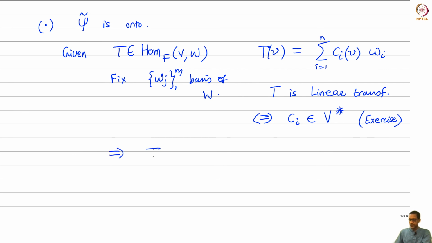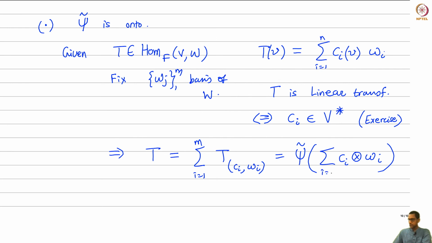Okay, good. So what does that mean? Then that just tells you that by definition T therefore is just the sum of T of ci wi. So the ci's are now linear functionals and the wi's are some vectors. So we have managed to write the given operator T as a linear combination of operators of the form T of ci wi. Therefore the given operator T is actually in the image of psi tilde, in fact psi tilde acting on summation ci tensor wi. Good. So we have shown that psi tilde is onto.